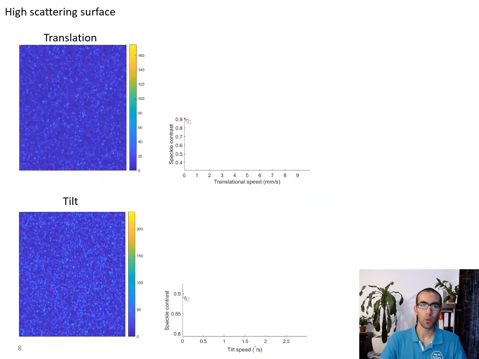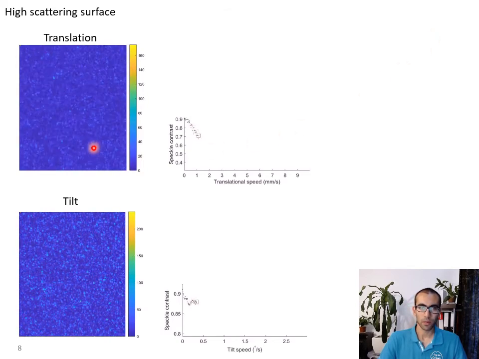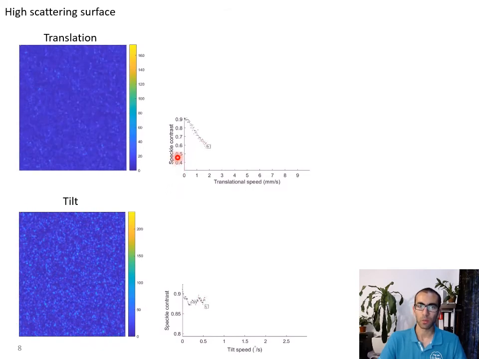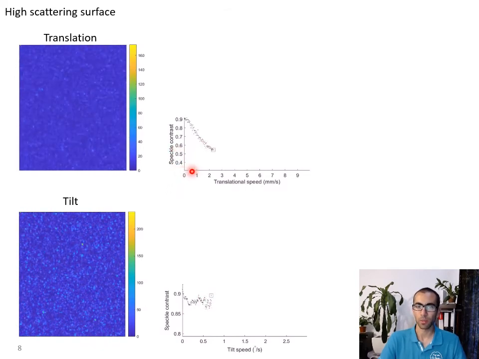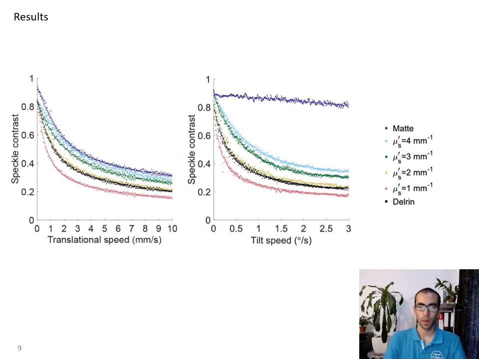Using this video, we can represent the speckle patterns while we apply translation and tilt, and we can also look at the temporal fluctuation of observed speckle contrast versus the applied translational speed and the tilt speed. We continued our motorized experiments by measuring on samples of various scattering levels, and in both cases of translation and tilt, we can observe that as the scattering level of the medium decreases, the drop in the speckle contrast increases.